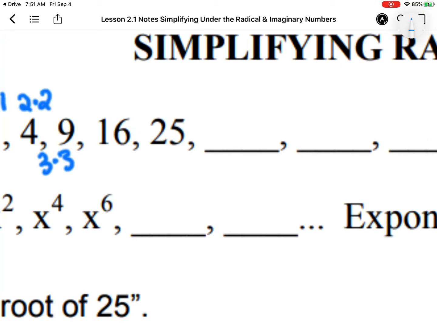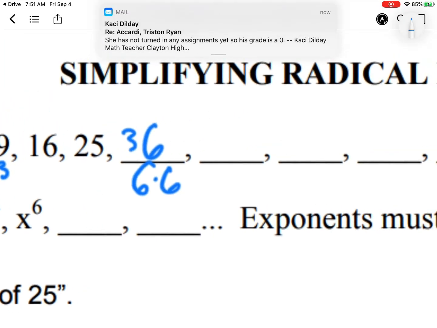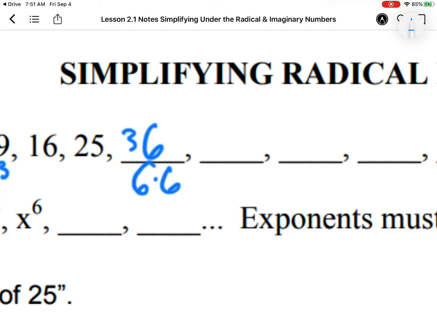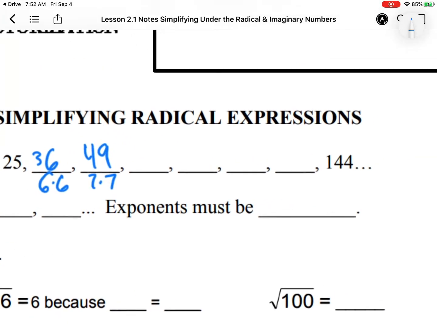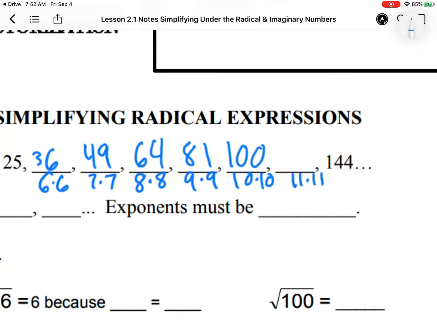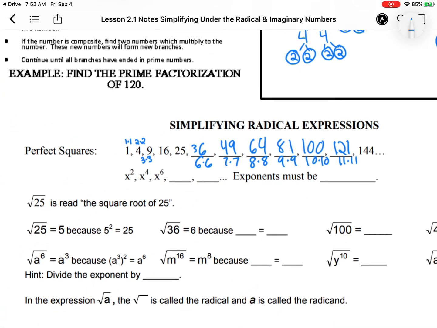So another example, we've got 1, 2, 3, 4, 5, 6 times 6 would be 36. 7 times 7 would be 49. 8 times 8 would be 64. 9 times 9 would be 81. 10 times 10 would be 100. And 11 times 11 would be 121. So those are some examples of your perfect squares.